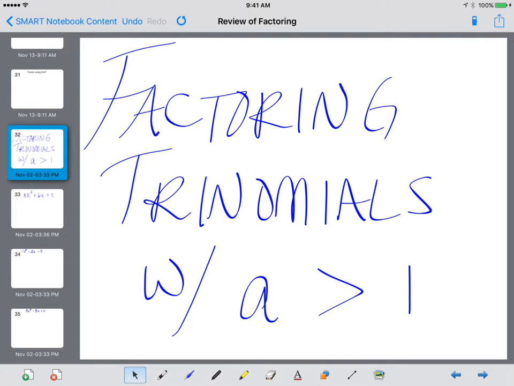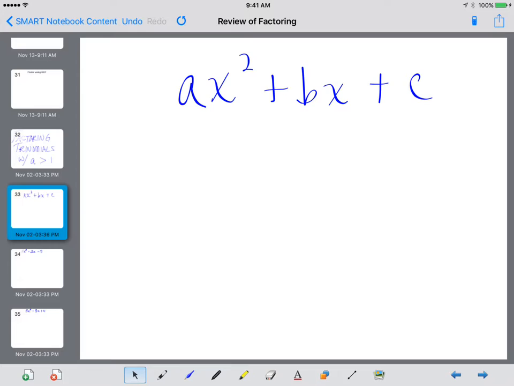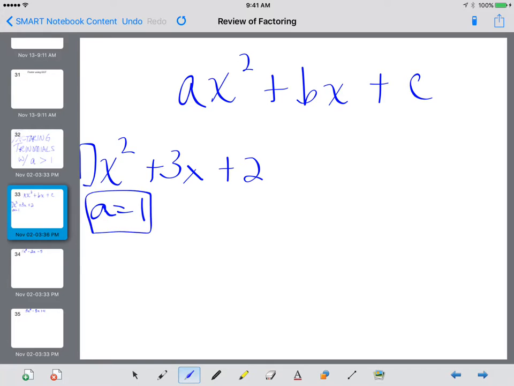We're going to talk about factoring a trinomial when a is bigger than 1. A trinomial is written as ax squared plus bx plus c. You've learned how to factor a trinomial where we multiply to get the outside, add to get the middle, so it looks something like x squared plus 3x plus 2, where a, in this case, is equal to 1.